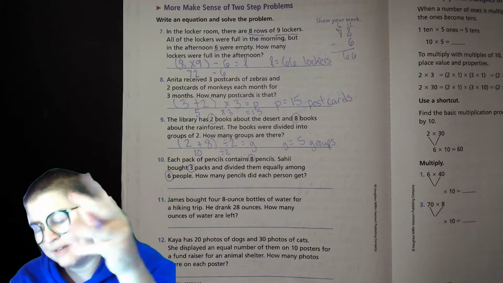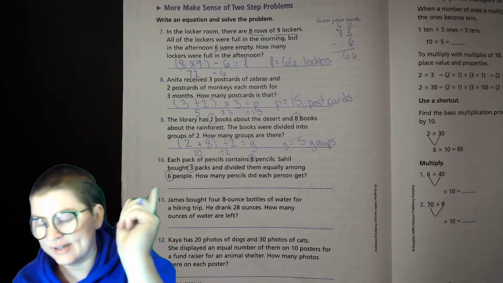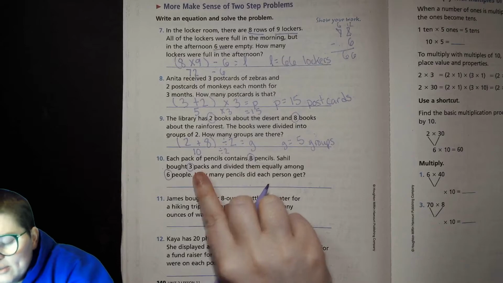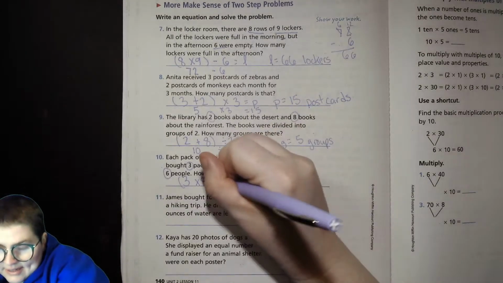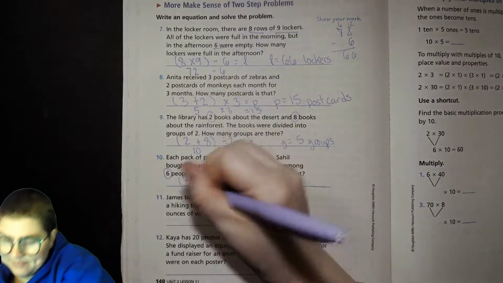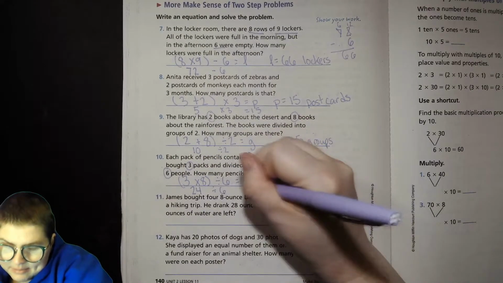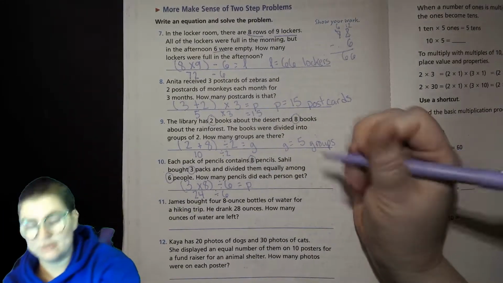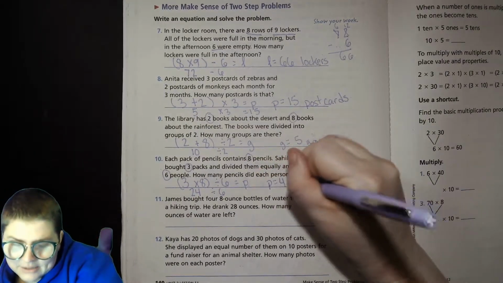So first, we're going to have to figure out the total number of pencils that Sahil has, and then we'll divide it by 6. So to figure out that, we're going to have to do 3 groups of 8. So 3 times 8, and then divide that by 6. So 3 times 8 is 24. 24 divided by 6 for pencils. 24 divided by 6. 6 times what is 24? Right? It's 4. So P equals 4 pencils.